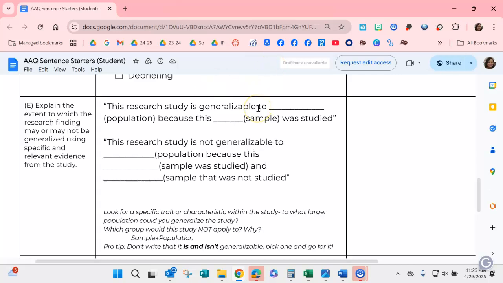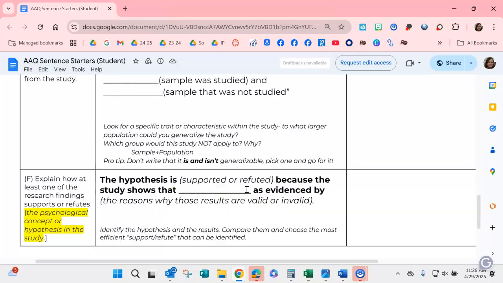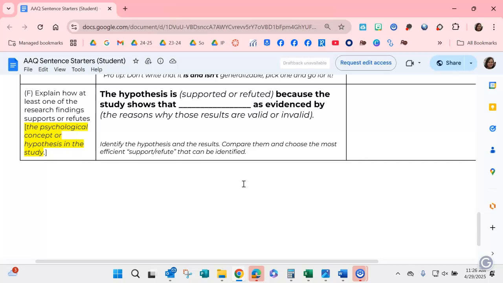Any questions on generalizability? Again, you can go either way. You just have to say why or why not. A lot of times people lose points because they don't do the why or why not. And don't pick both. Don't write that it is and it isn't generalizable. Pick one and go for it. Okay. The last one is this hypothesis one.